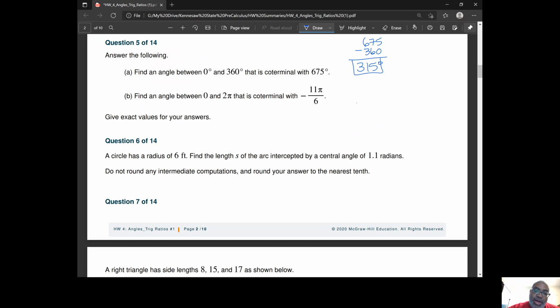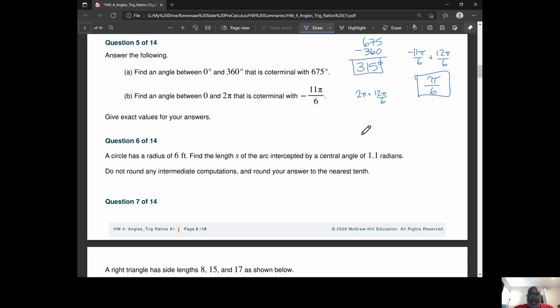Find an angle between 0 and 2 pi, which is the same concept, that is coterminal with negative 11 pi over 6. So I'm going to add 12 pi over 6, because 2 pi is equal to 12 pi over 6. I'm going to add a full rotation until I get between 0 and 2 pi. Thankfully, I only have to add 1. Negative 11 pi over 6 plus 12 pi over 6, and I just end up with positive pi over 6. And that is between 0 and 2 pi.